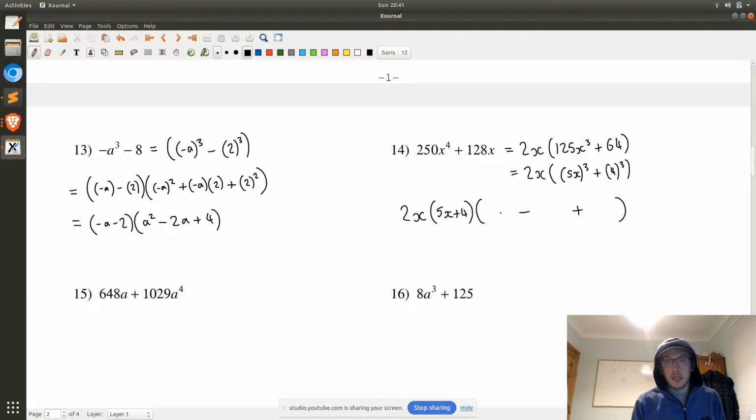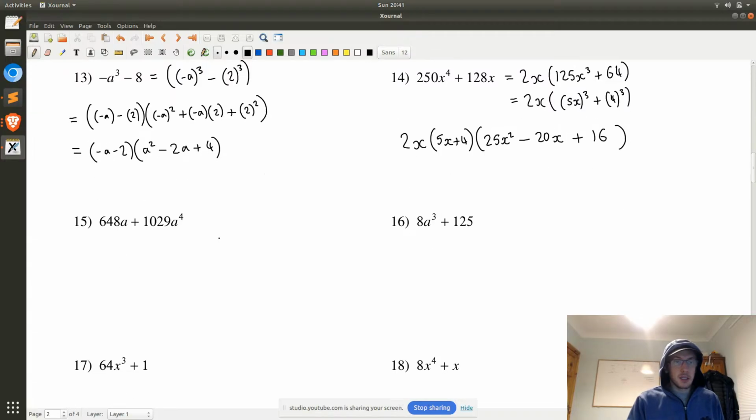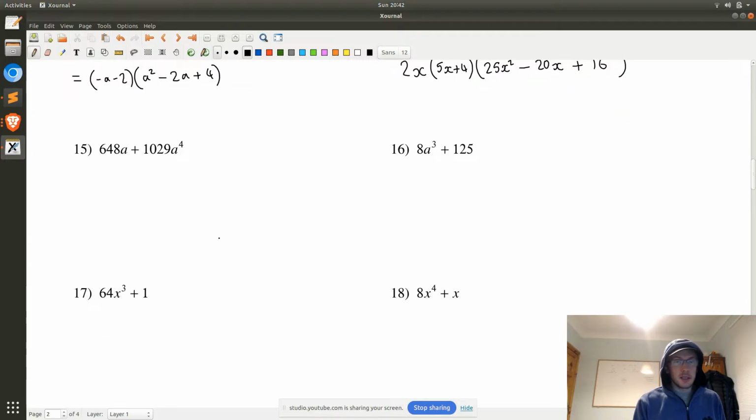Here is x squared, so the square of that rather, say 25x squared. Then that times that, which is 20x. Then that squared, which is 16. Okay. All right. What to factor out here?